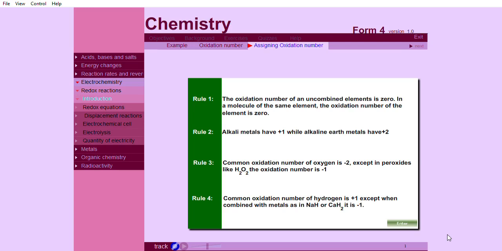Rule 3. The common oxidation number of oxygen is -2, except in peroxides like hydrogen peroxide, where the oxidation number is -1. Rule 4. The common oxidation number of hydrogen is +1, except when combined with metals, as in sodium hydride or calcium hydride, where it is -1. Rule 5. The common oxidation number of halogens is -1: chlorine, bromine, iodine.